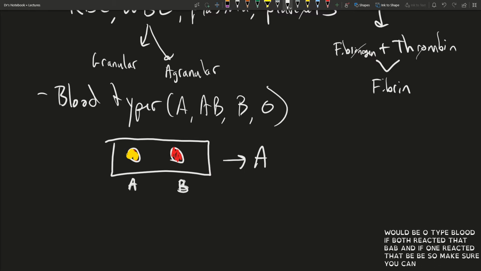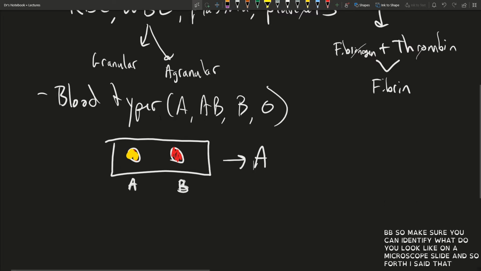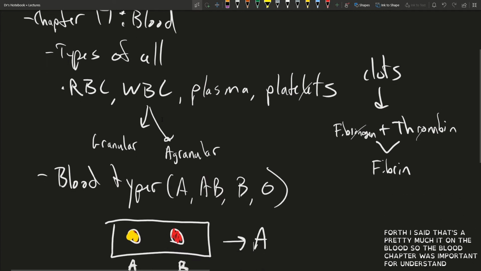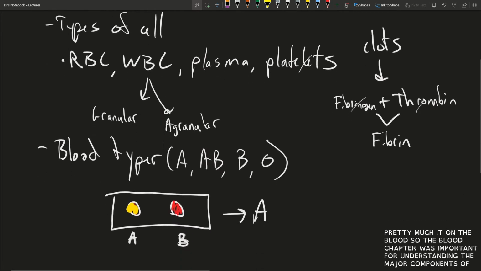So make sure you can identify what these look like on a microscope slide and so forth. So that's pretty much it on the blood. The blood chapter was important for understanding the major components of the blood itself.